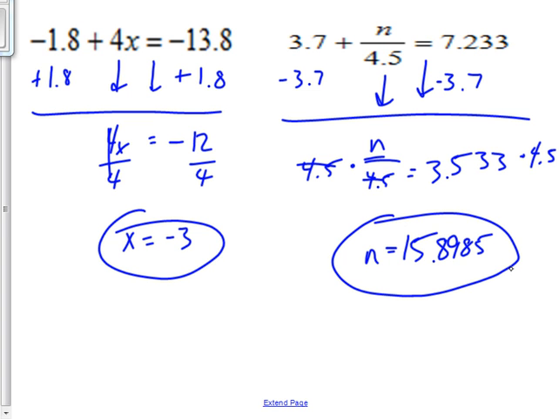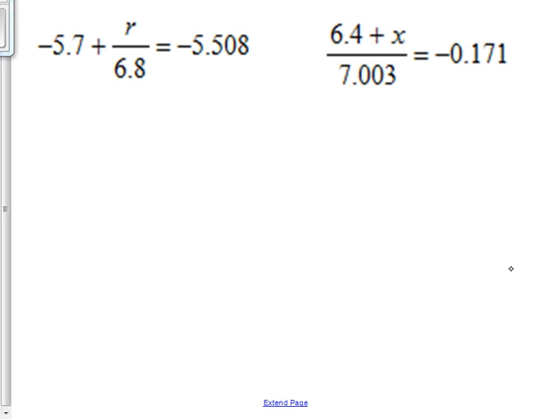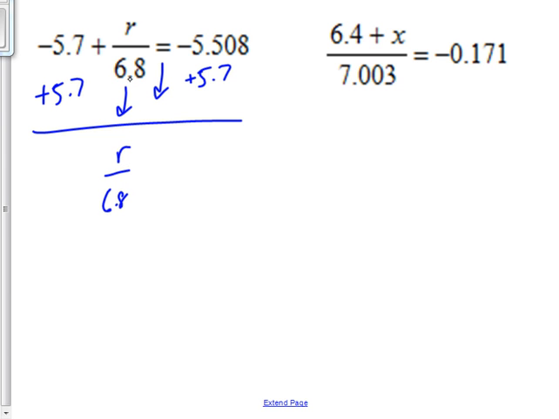That's what we need. All right, so again, we need to get rid of this 5.7 first because this is division. We do that later. So let's add 5.7 to both sides. I'm going to draw my line. I got to bring this down and my equal sign down. So r divided by 6.8, and it is positive, so I just leave that equals.